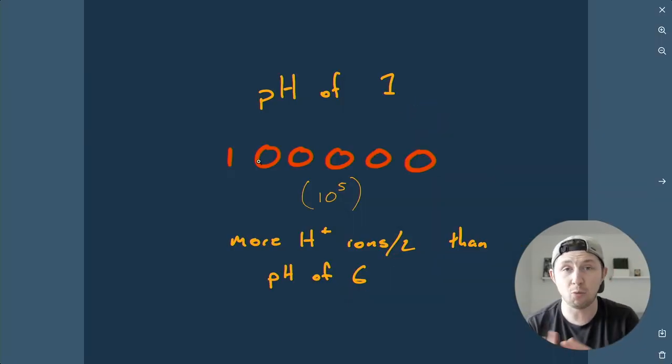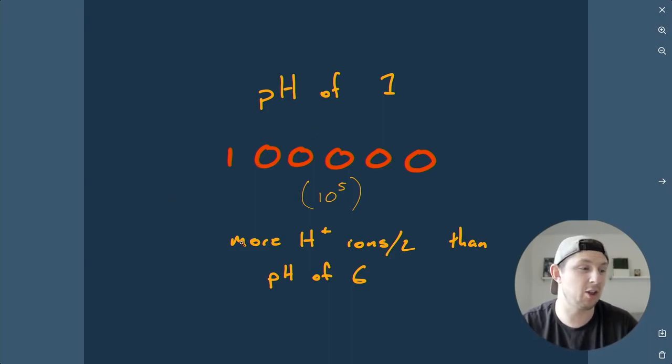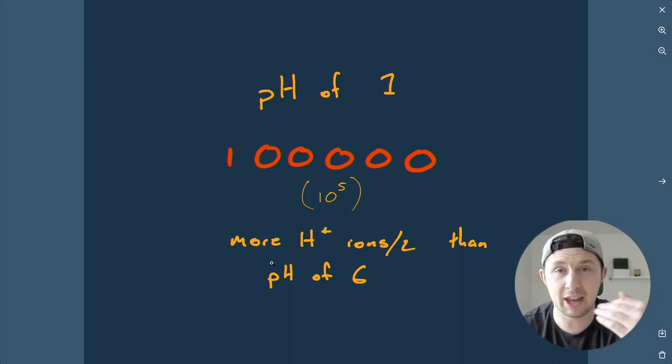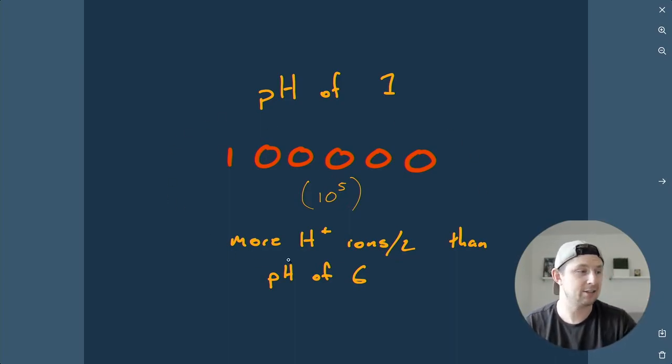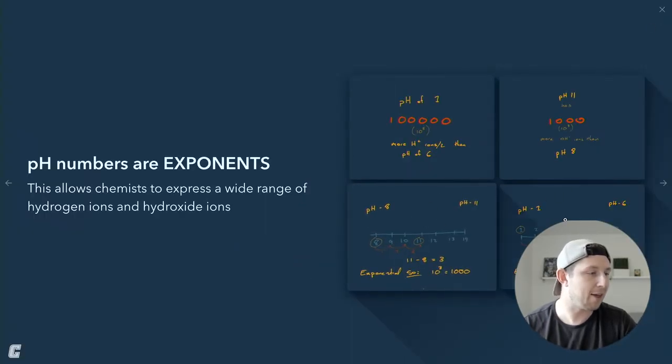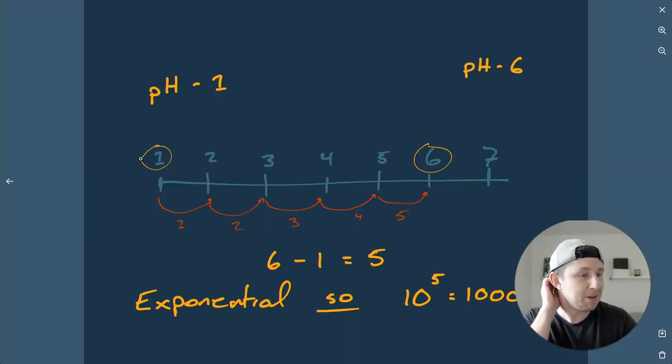We said a pH of 1 is 100,000 times more concentrated, or 100,000 times stronger, or the other way we say it is in concentration, 100,000 times more hydrogen ions per liter than a pH of 6. And we had to do the math on that. So here's our math here. Here's a pH of 1 on our scale. Here's a pH of 6.